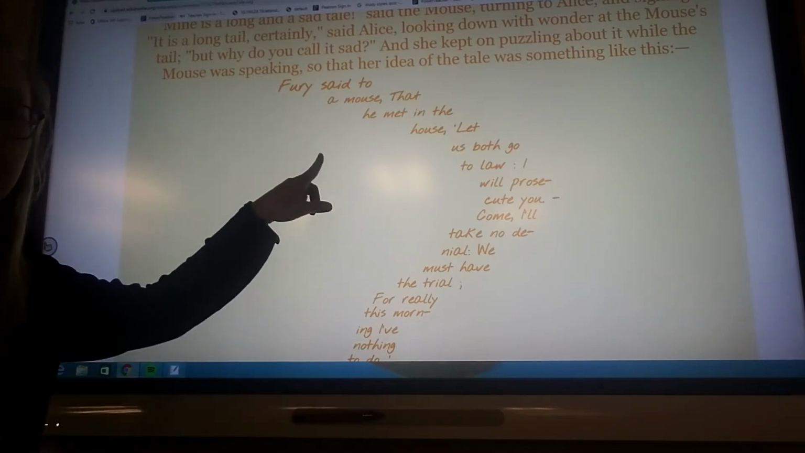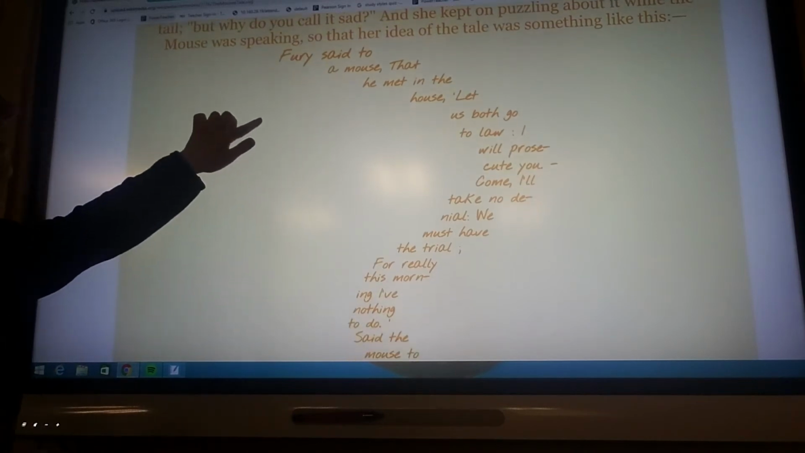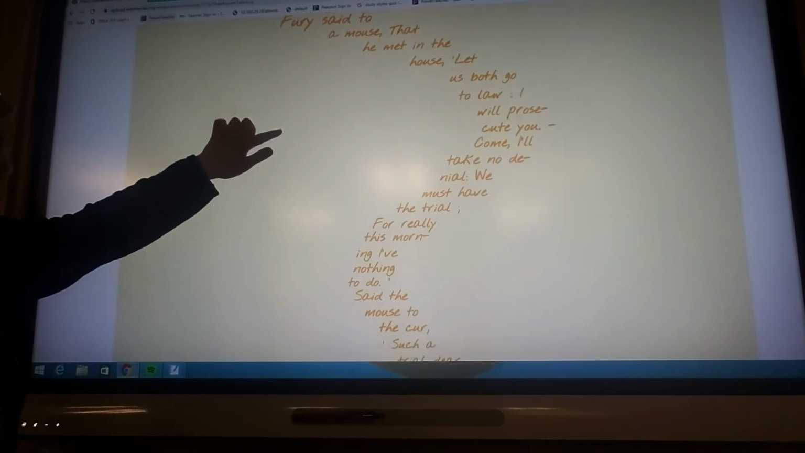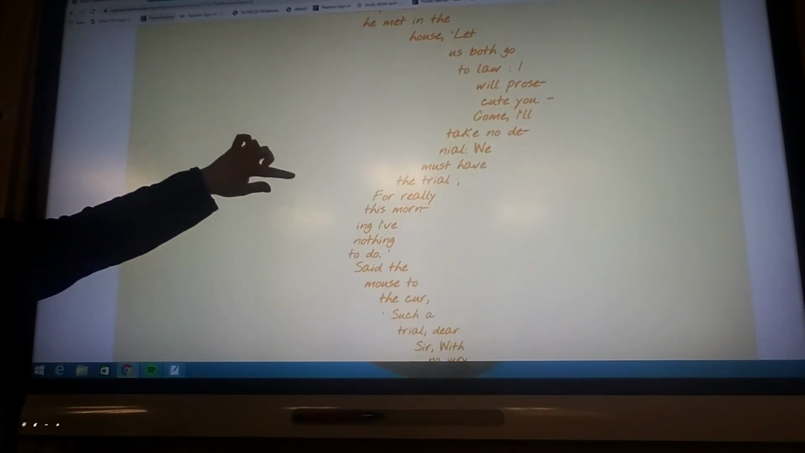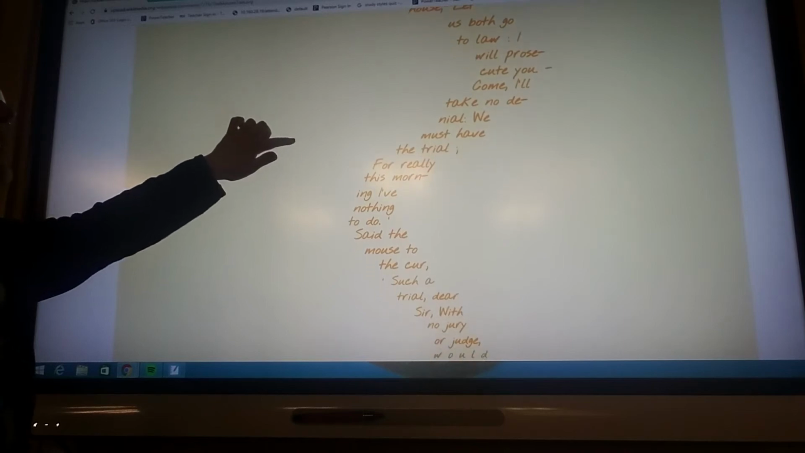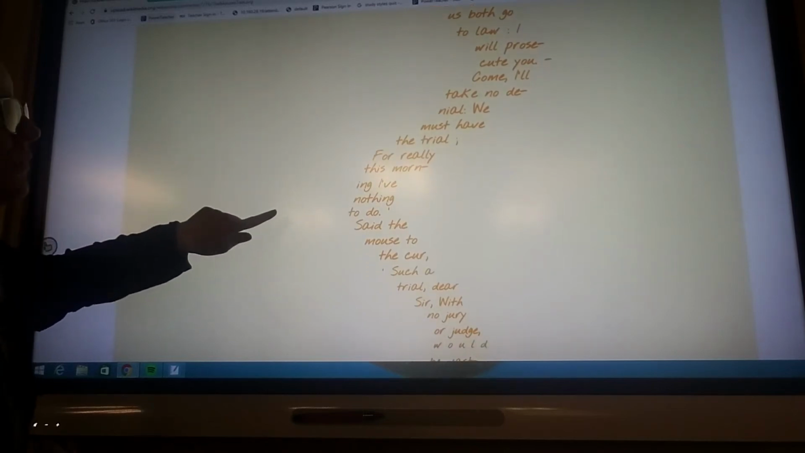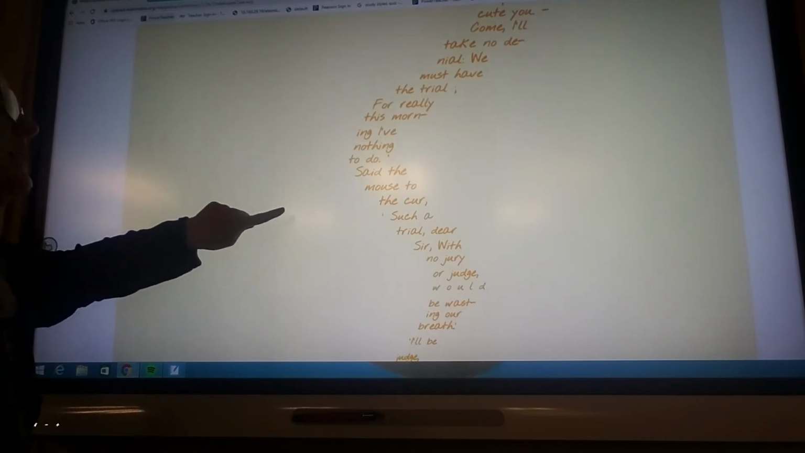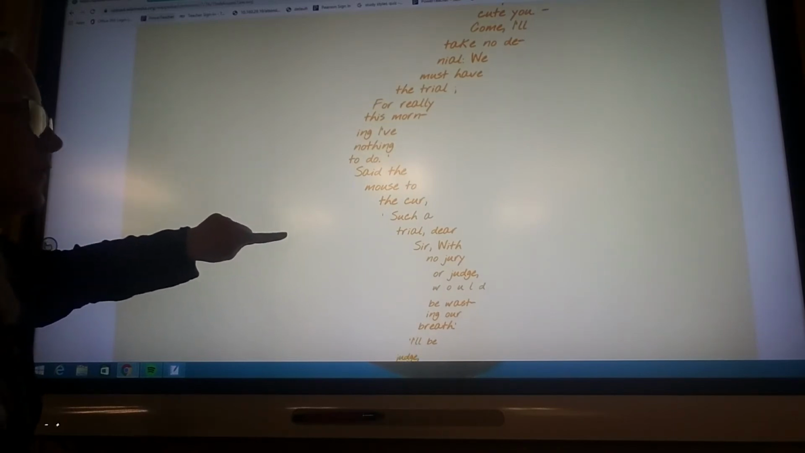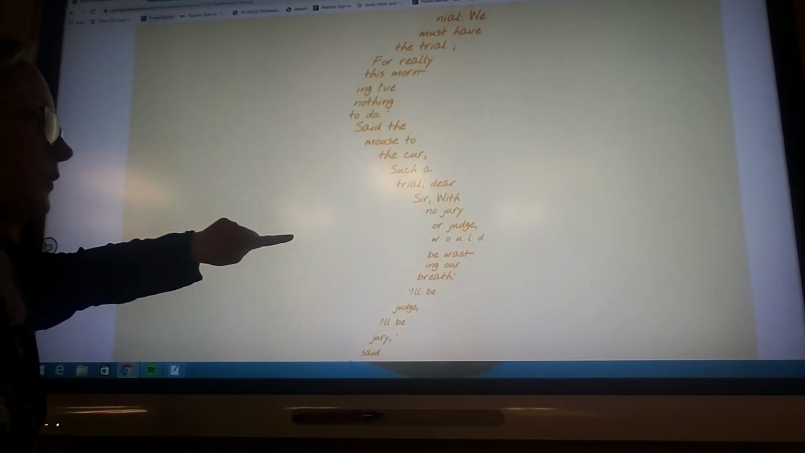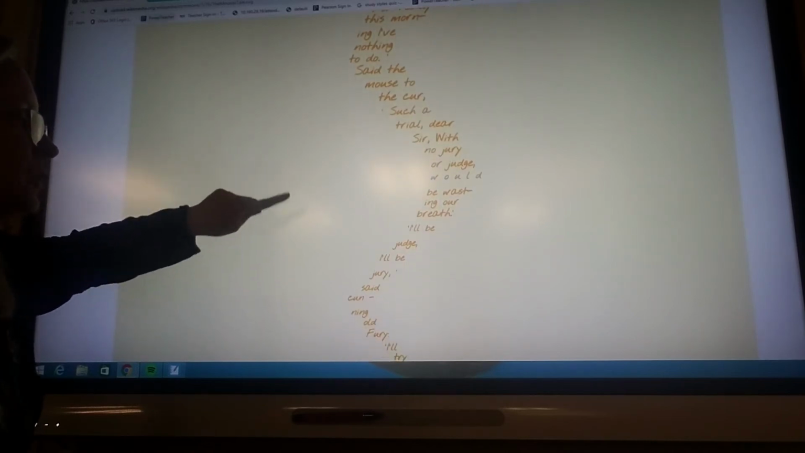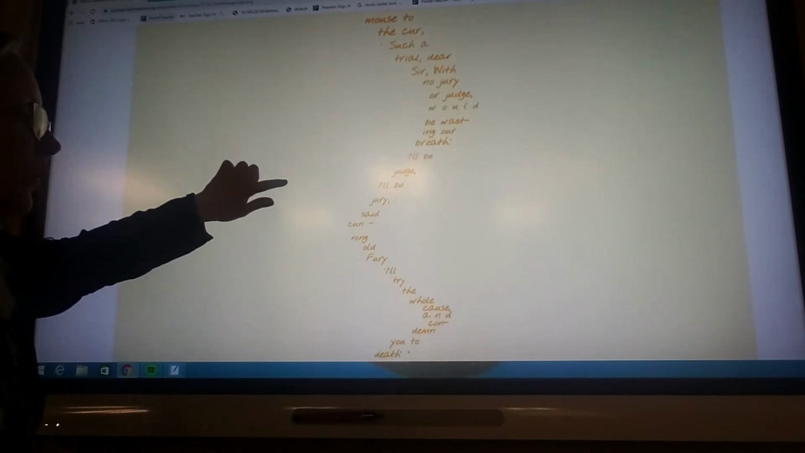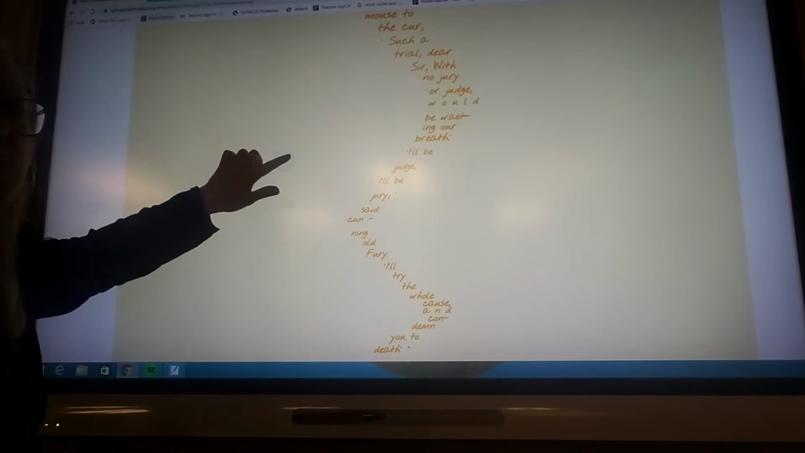Fury said to a mouse that he met in the house, "Let us both go to law. I will prosecute you. Come, I'll take no denial. We must have the trial, for really this morning I've nothing to do," said the mouse to the cur. "Such a trial, dear sir, with no jury or judge, would be wasting our breath." "I'll be judge, I'll be jury," said cunning old Fury. "I'll try the whole cause and condemn you to death."